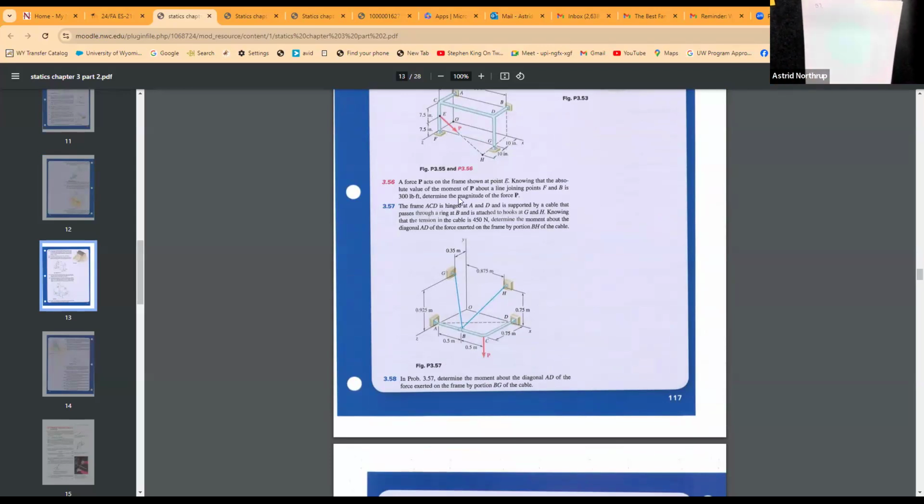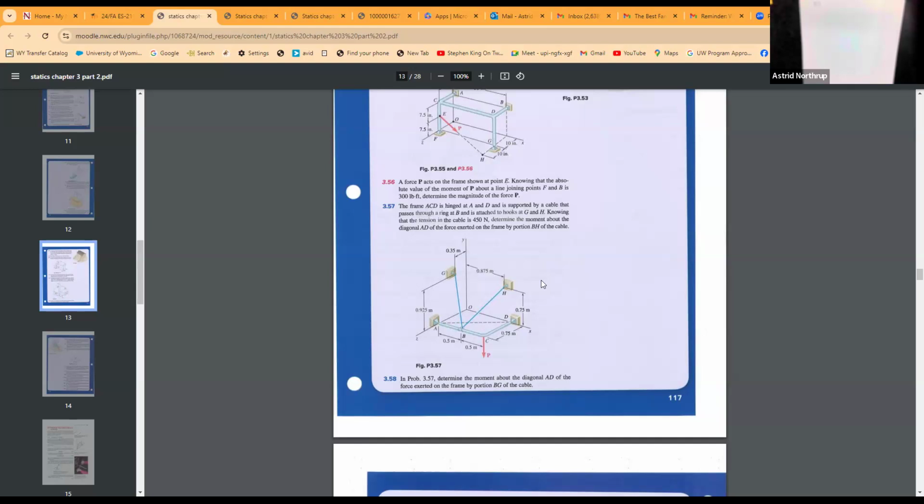And problem 357 says we have a frame, ACD, which is just this steel structure here that's mounted in the wall at point A and point D. And it is hinged at A and D and supported by a cable that passes through the ring at B. Okay, so this is a cable that passes through the ring. One of the things that tells us is because it's not two separate cables, it's not knotted off in either direction, it has to have the same magnitude because it's the same cable. So the magnitude of the tension in those two cables is going to be the same. Obviously not the direction or the vector, but the tension, the magnitude will be the same.